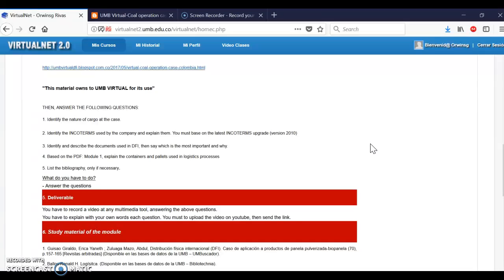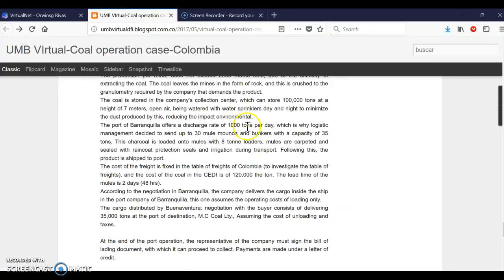International Physical Distribution. In this case, I have to answer 4 questions to identify the nature of cargo, Incoterms, documents used, and explain the containers and pallets used in logistic processes. This is according to a case study that we will see in a few seconds.